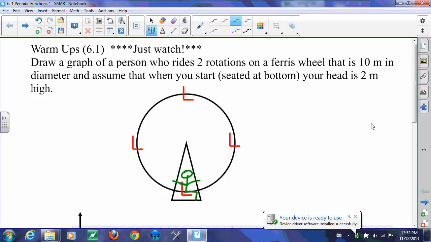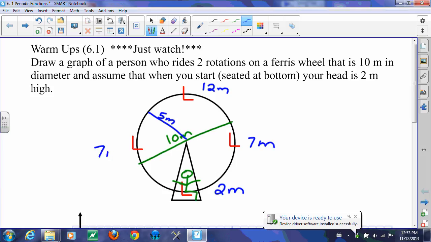It says draw a graph of a person who rides 2 rotations on a Ferris wheel that is 10 meters in diameter. So that's 10 meters. What does that mean? That means that the radius itself is 5 meters. Assume that when you start, seated at the bottom, your head is 2 meters. So if we're 2 meters here, and we have a 10 meter diameter, at the top we're going to be at 12 meters. And halfway through, we are going to be 2 plus 5, because that's the radius, so we're at 7 meters, both on the way up and on the way back down.